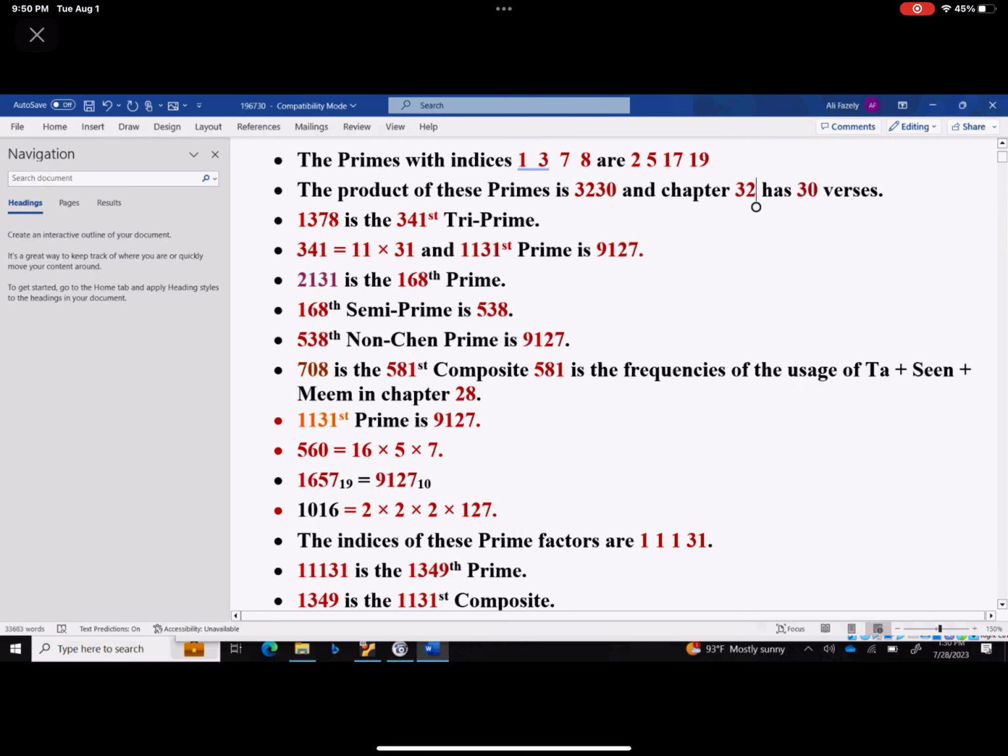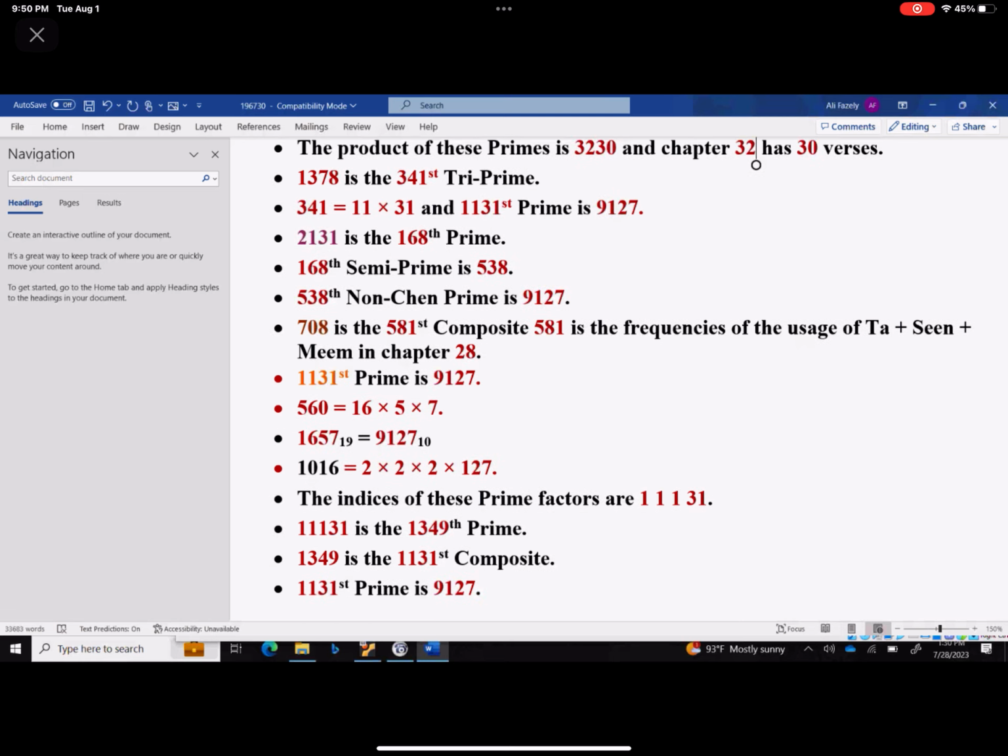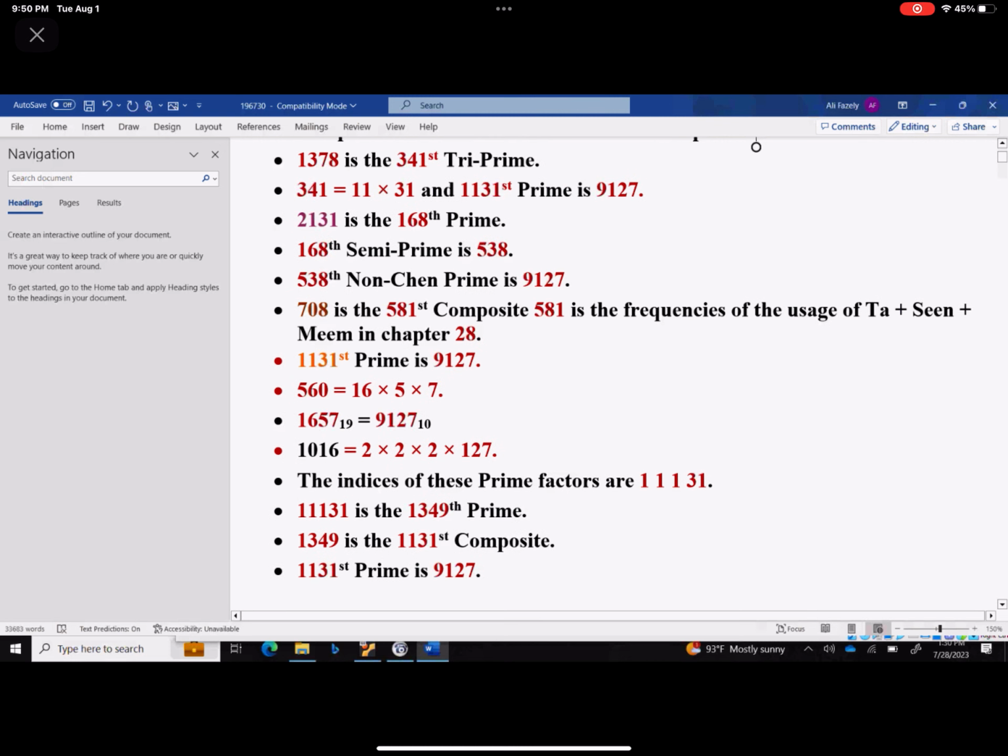2131 is the 168th prime number. 168th semi-prime is 538, and 538th non-chin prime is 9127. God is not letting this go. Okay? 708 is the 581st composite. 581 is the frequency of the uses of pause, scene, meme in chapter 28. Now it's linking it to the initials in these different chapters.